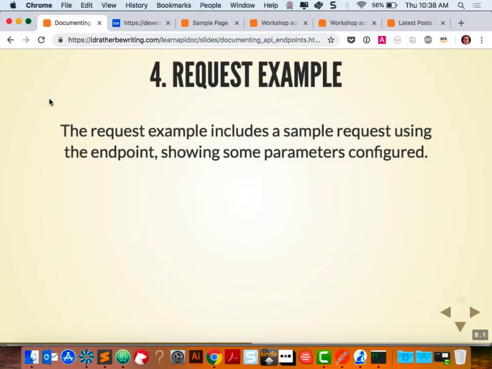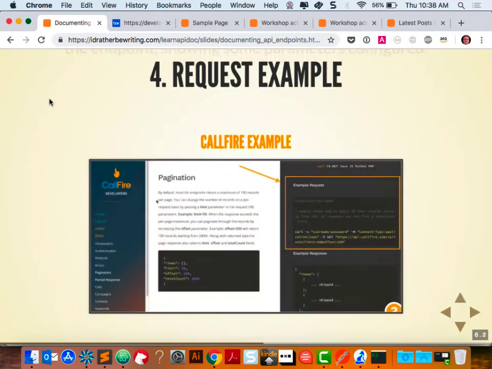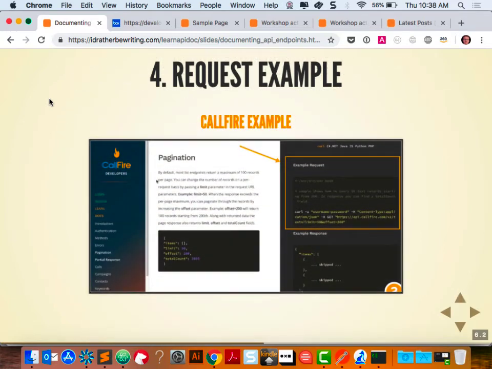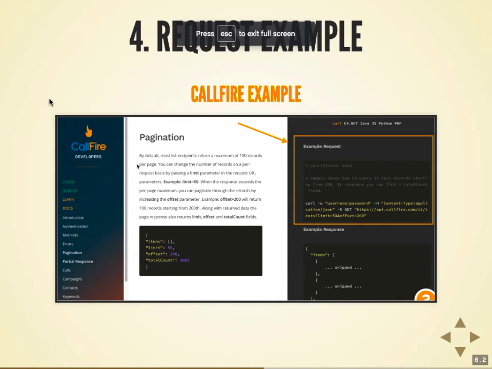Okay. The fourth main component is the request example. This is a sample about how you would submit the request using the endpoint. And you often show some parameters configured. And this is where curl is often used. Because curl is this language agnostic, super compact way of showing the request. This is from CallFire. And you see on the right, they have the curl example.